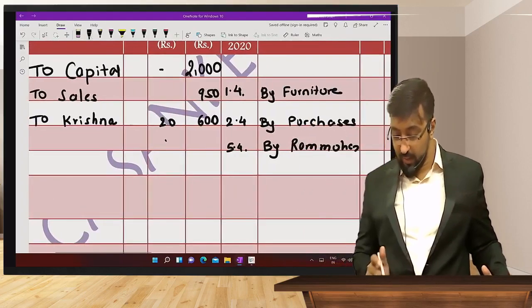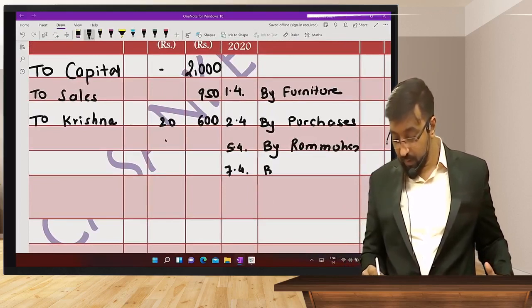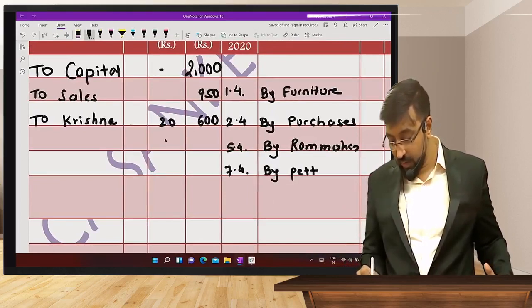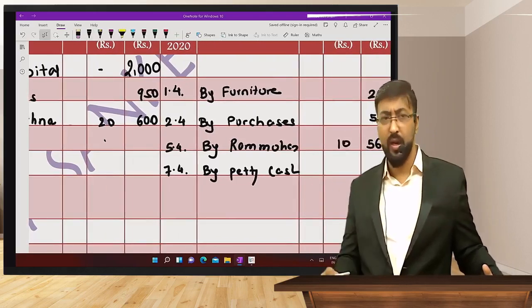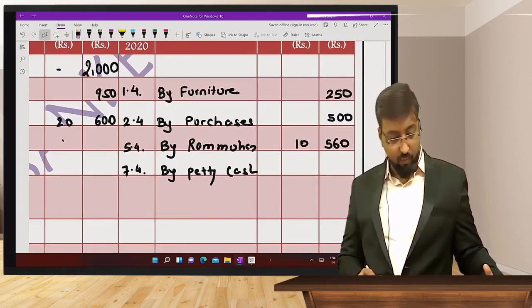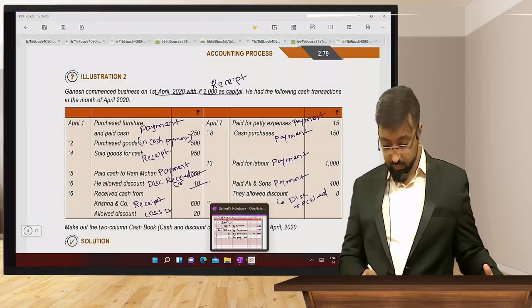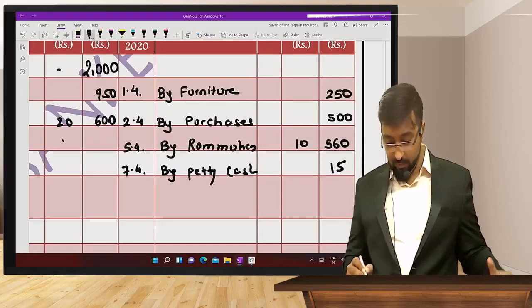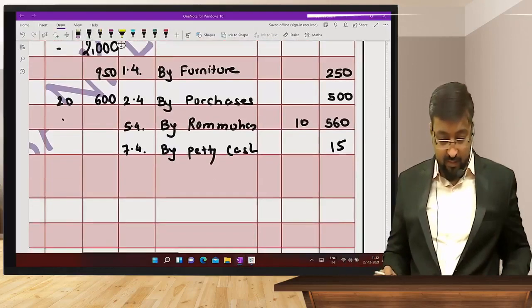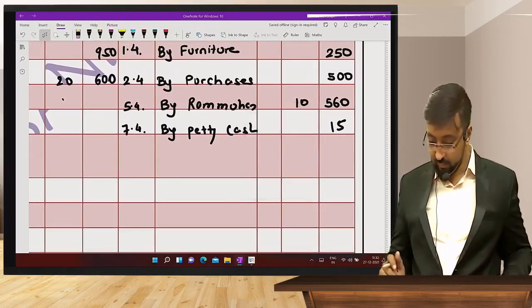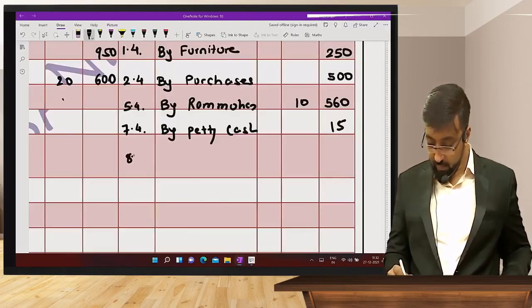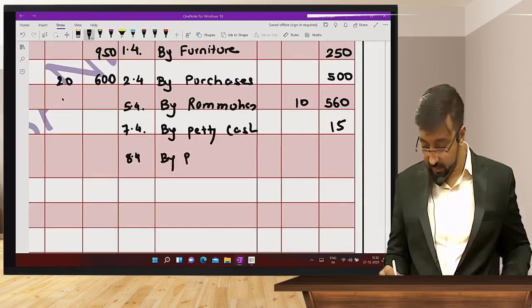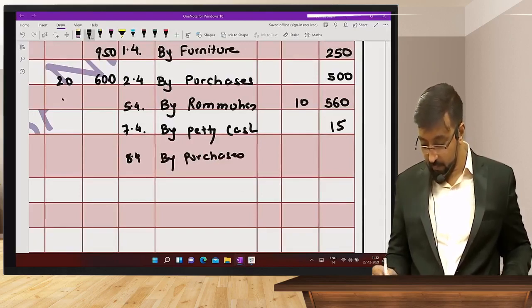April 7, petty cash. So buy petty cash. Petty cash means small cash, which is given to your office boy. That I am going to tell you, don't worry. So petty cash, how much? 15. Next is buy purchase, 150.